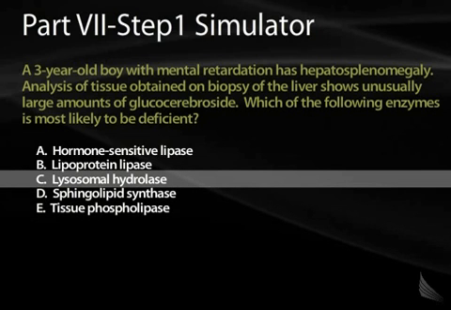The answer here is C, lysosomal hydrolase. It would be a little too easy if they called it beta-glucocerebrosidase, right? Because then that would be the obvious giveaway. So just remember that Gaucher's disease is a lysosomal storage disorder.